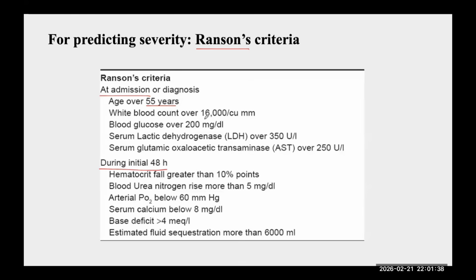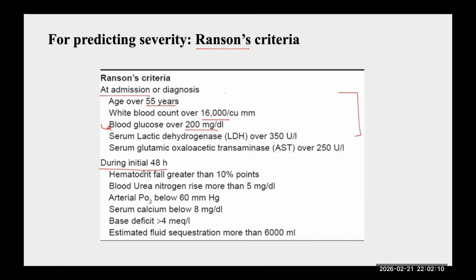If the WBC count is over 16,000, that's another point. If the blood glucose levels are high, this is another point. Now you might ask me why. Remember, I just said the pancreas releases insulin. So if the pancreas is not able to release insulin because of the inflammation, this is of course more severe than a pancreas in which insulin release is not effective. Now, lactic dehydrogenase over 350, AST levels over 250.